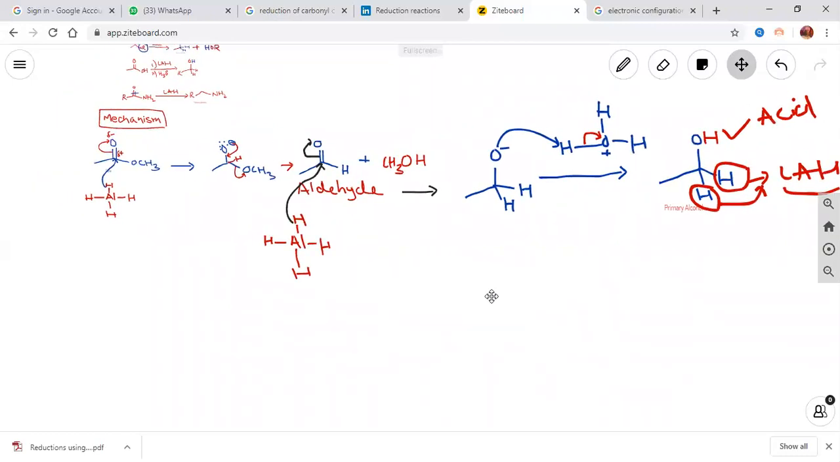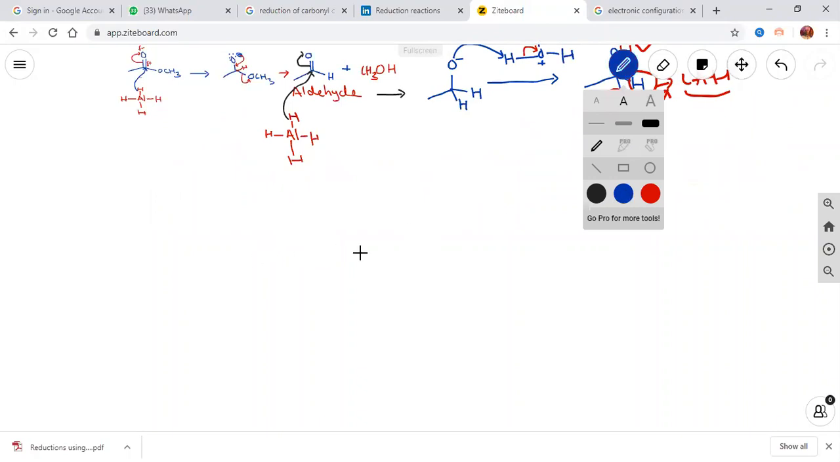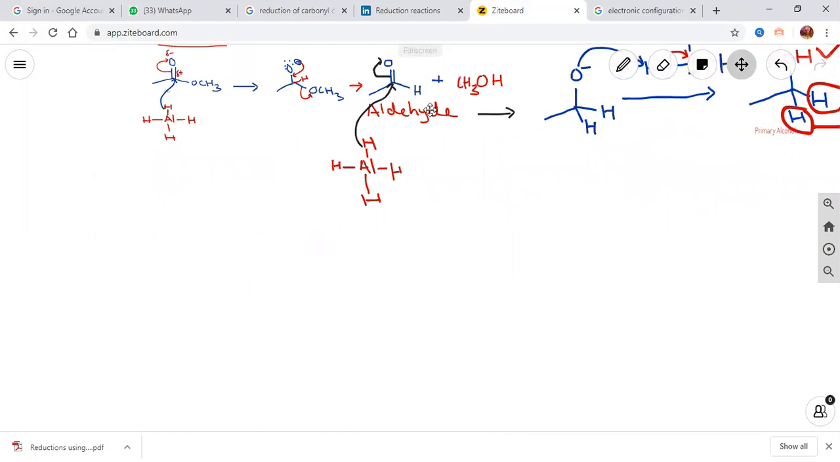I'll write the mechanism and then we'll discuss, okay? With the carboxylic acid, nevertheless, I'll write here, and then we'll discuss. Carboxylic acid.